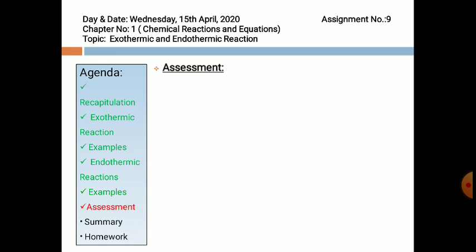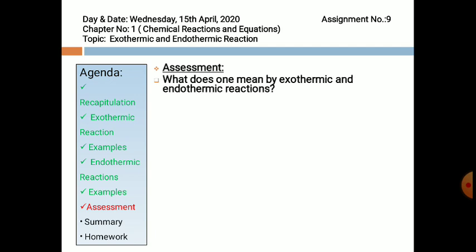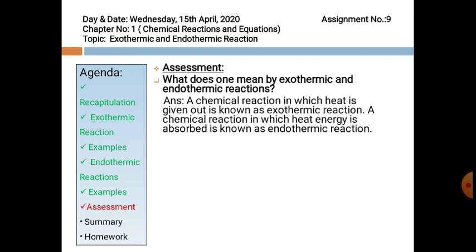Now, coming to your assessment of today's topic, exothermic and endothermic reactions. Your first question is, what does one mean by exothermic and endothermic reactions? Please try to answer. Here is the answer. A chemical reaction in which heat is given out is known as exothermic reaction. A chemical reaction in which heat energy is absorbed is known as endothermic reaction.